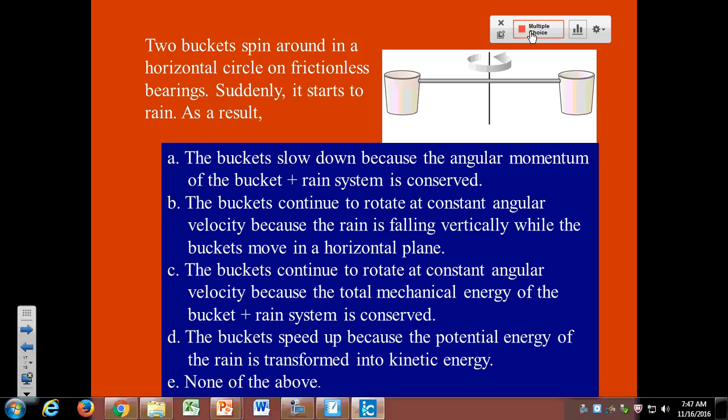All right, we had a question similar to this back in chapter 6 on our momentum chapter. What do you think about it?